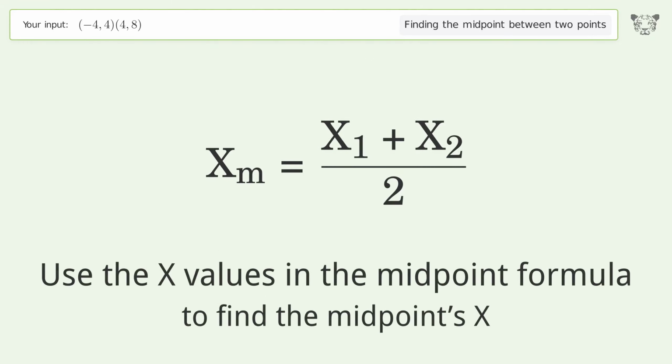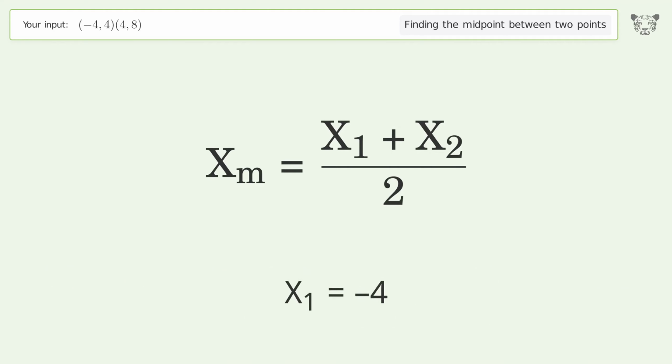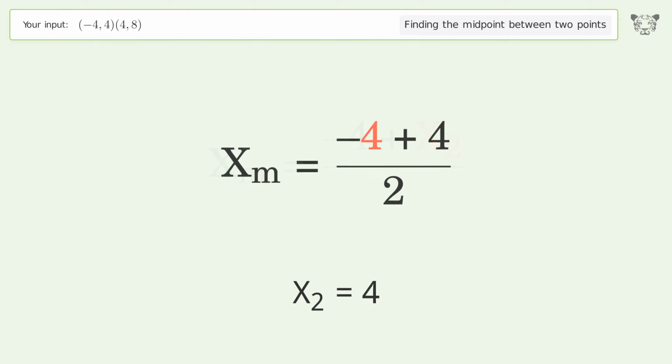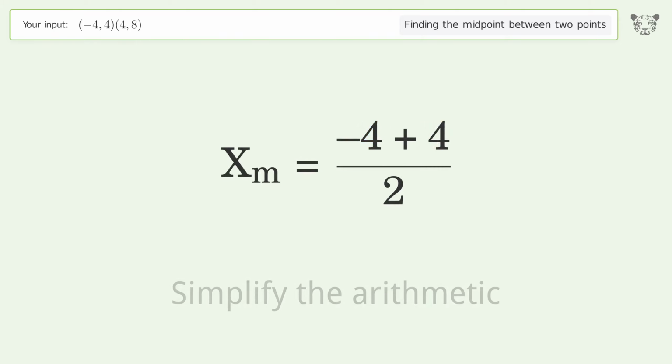Use the x values in the midpoint formula to find the midpoints x. x1 equals -4. x2 equals 4. Simplify the arithmetic.